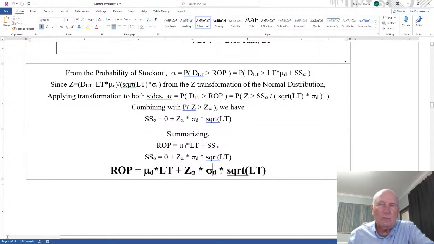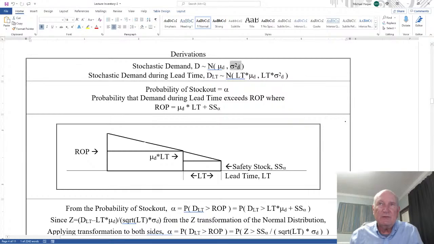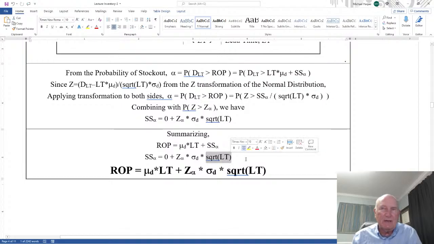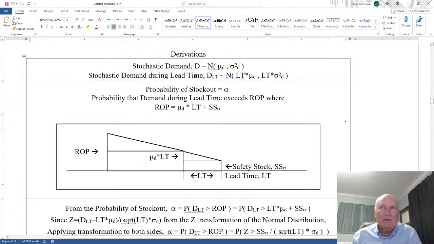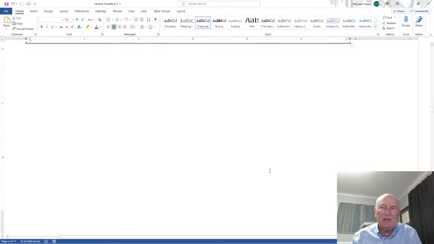In other words, this expression came from my probability of stockout, and that's why alpha is the stockout level. 1 minus alpha is the service level. The sigma D is the standard deviation up here. It's the standard deviation during your lead time. It came from the variance. And here's your square root of lead time, because that came from the stochastic demand during the lead time. So it all came from a derivation. It isn't just random. It isn't pulled out of the air. It is derived. So let's apply it.